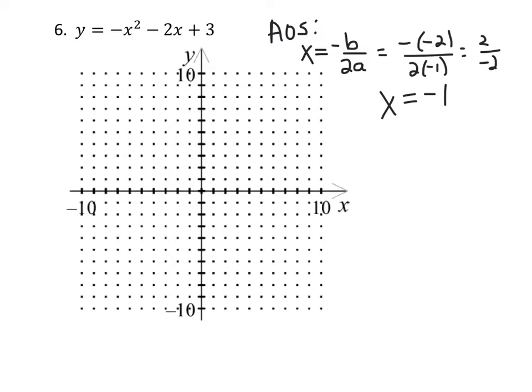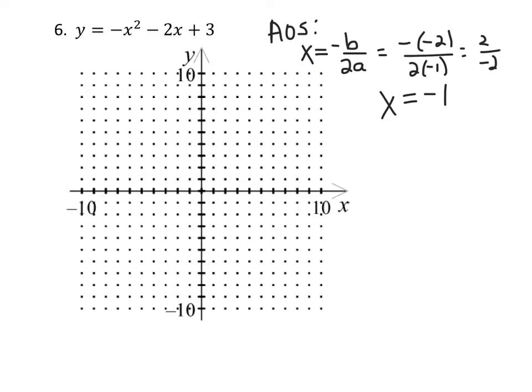Alright, so as you can see, I have substituted in a negative 2 for b. So where did I get that negative 2? That comes from this number right here. This number right here is my a value. In this case, it's negative 1. This number right here is my b value. That's negative 2. And this number right here is my c. So ax squared plus bx plus c is my quadratic equation in standard form.